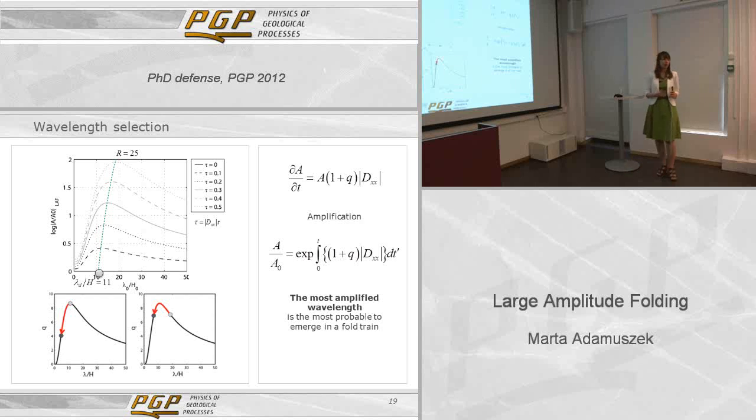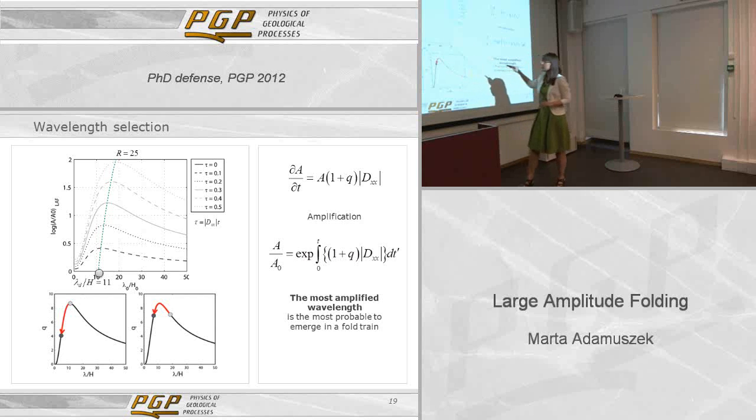So why is it important to take into account the evolution of growth rate? It is important for the calculation predicting amplification, which is the integral of the amplitude evolution over time. And this is important because the most amplified wavelength is the one that is most probable to emerge in a fault train.